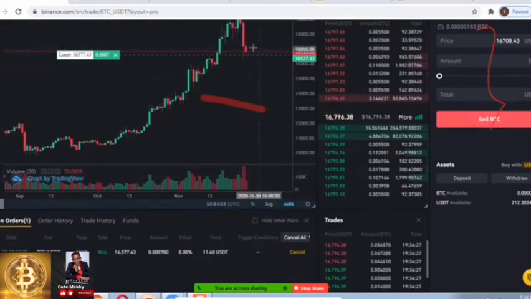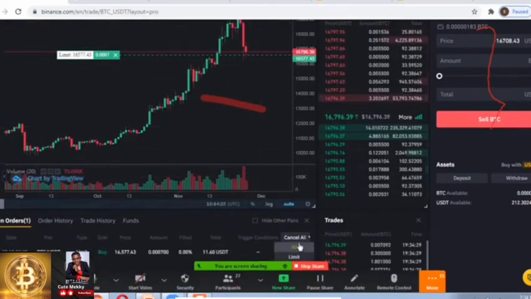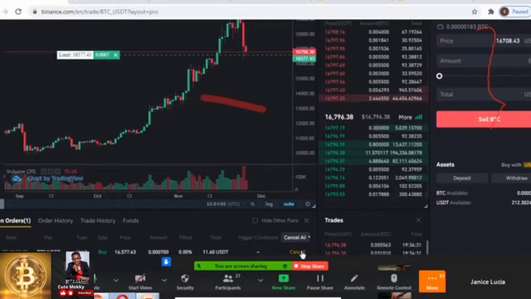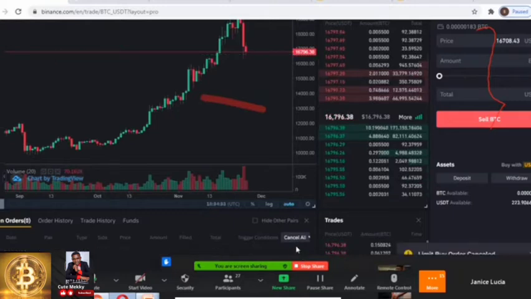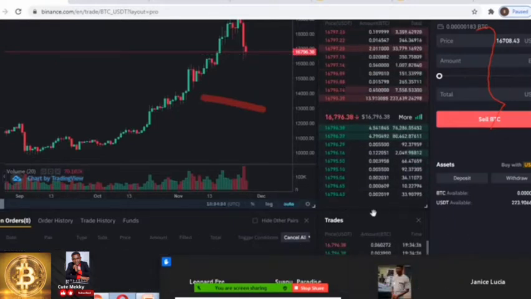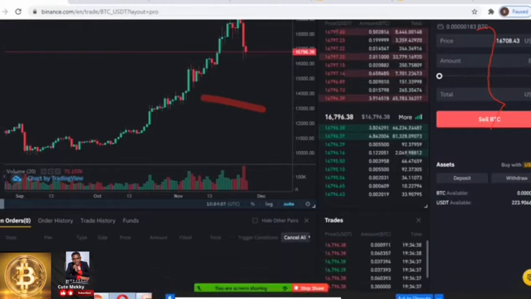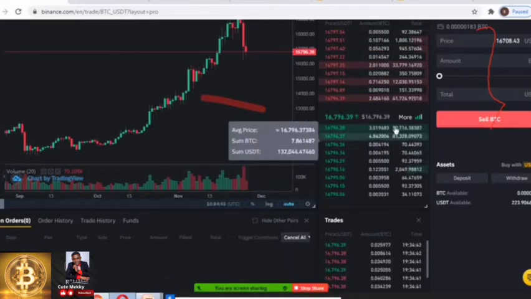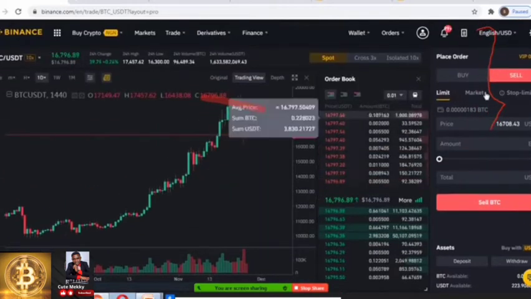So since price have not come to this area, I can come here and cancel my order. Once I cancel my order, you see my order has been cancelled and my USDT is back to my account. So it's as simple as that. That is how you place limit order.